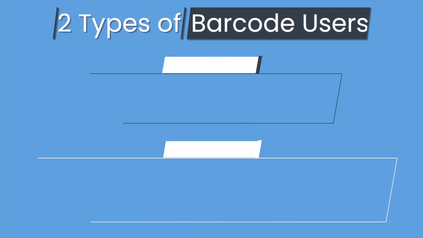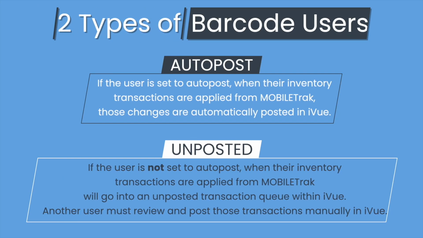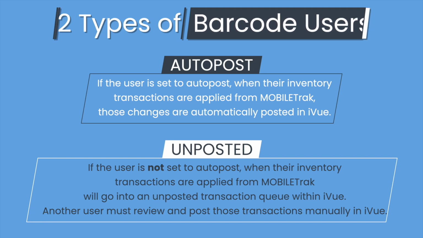iVue credentials, auto post versus unposted. There are two ways a barcode user can be set up in iVue. If the user is set to auto post, when their inventory transactions are applied from MOBILETrak, those changes are automatically posted in iVue. If the user is not set to auto post, the changes applied from MOBILETrak will go into an unposted transaction queue within iVue. Another user must review and post those transactions manually in iVue.